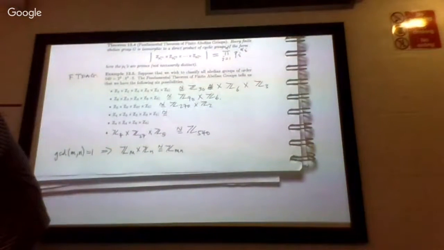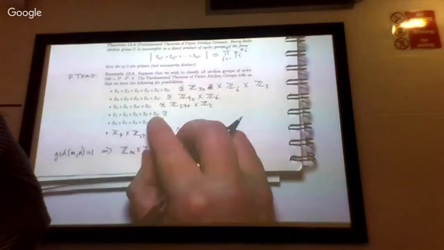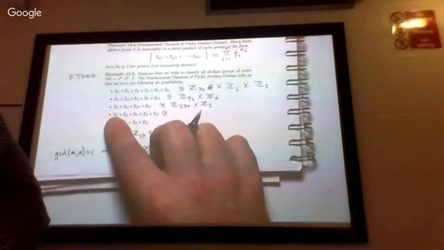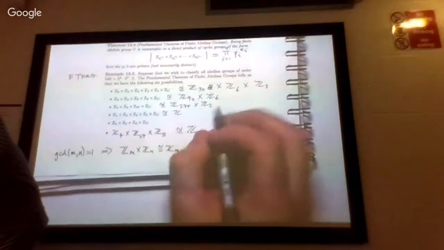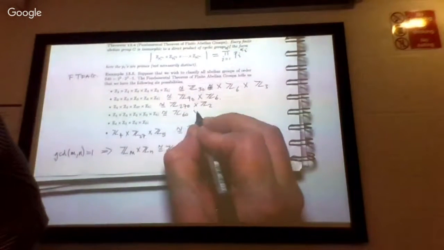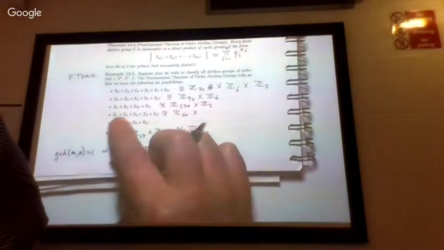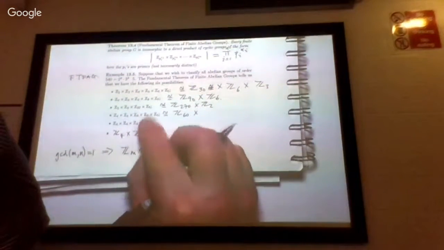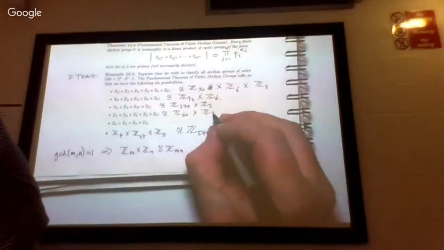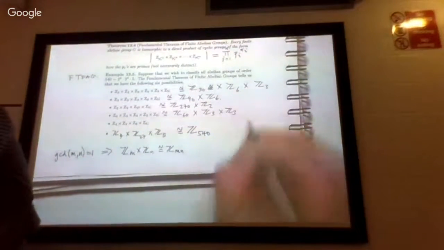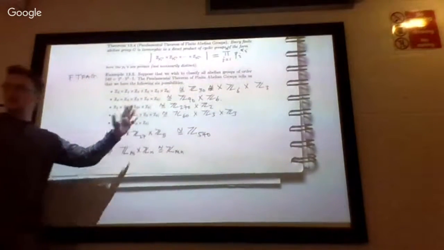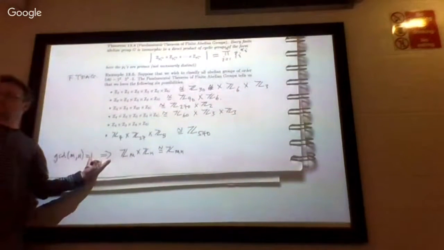This one is also isomorphic to, so what can I do here? I can do the 5, the 3, and the 4. That's the 5, the 4, and one of the 3s, so Z60. And then I've just got, well, you see, I can't multiply together the two Z3s, so I'll have to leave those as two separate Z3s. You don't say that that's isomorphic to Z9. No, because that violates this.